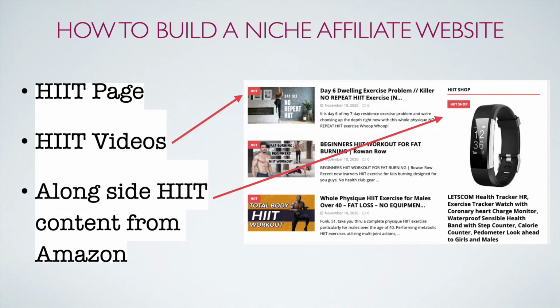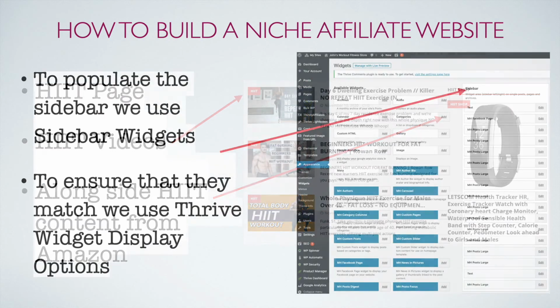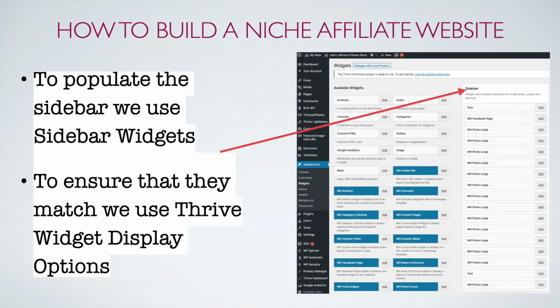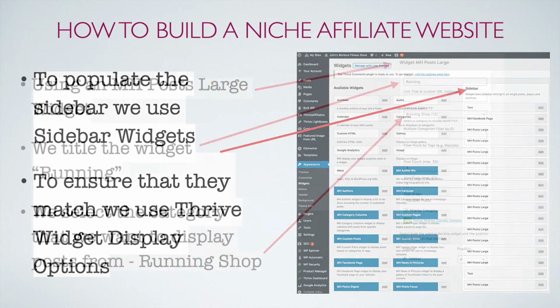The way you do it is very straightforward. I'll show you in a second when setting it up, but I'm just giving you this screen so you can see more closely. You've got the HIIT videos on the left hand side, and you've got the HIIT shop on the right hand side, so the two tie in. So to populate the sidebar, we're using sidebar widgets, and to ensure they match, I'm using Thrive widget display options, which is part of the Thrive plugin.